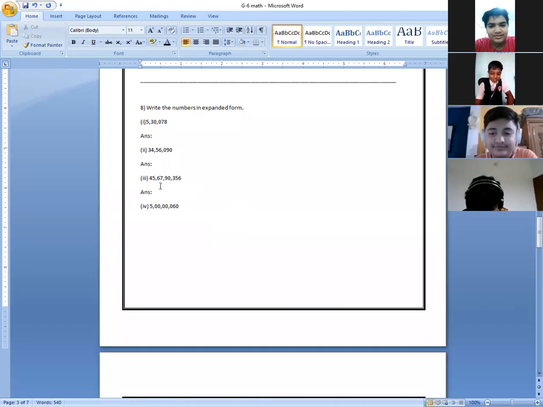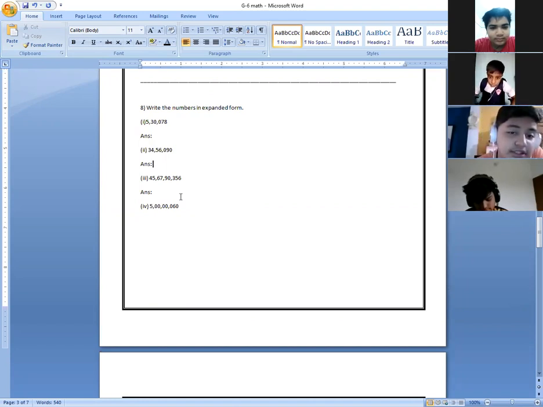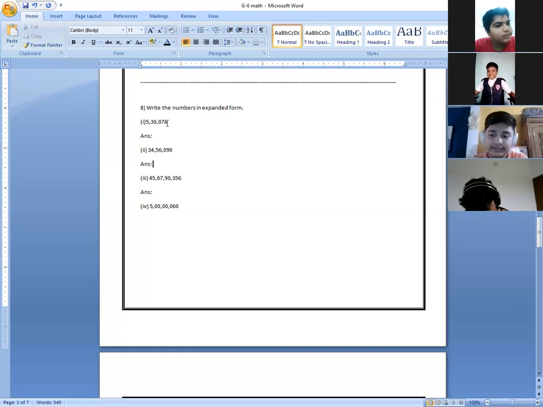Okay, here the number is 45,46,90,356. You should say 5 multiplied by 1 lakh. 3 multiplied by 10,000, and 7 multiplied by 10 and 8 multiplied by 1. Yes, 8 multiplied by 1, 7 multiplied by 10.